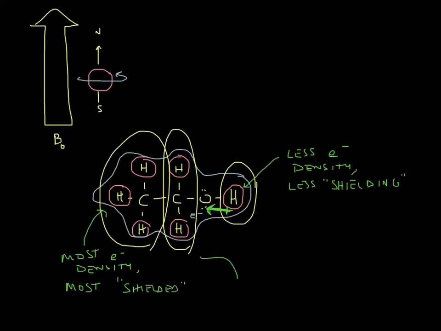All right, these hydrogens right here, because the oxygen is pulling electron density away from that carbon, it's going to be pulling a little bit of electron density away from those hydrogens as well. Therefore, this guy will be somewhere in the middle. So we'll just say that this is somewhere in between.